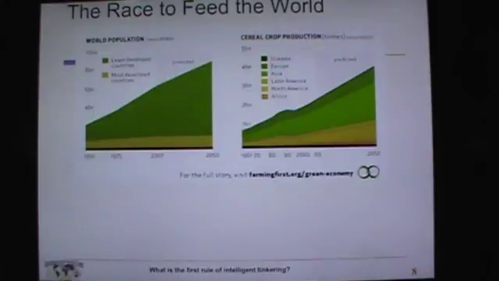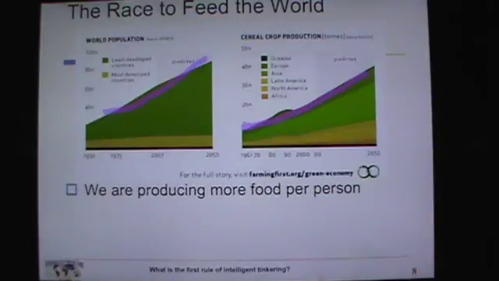So world population has certainly increased over this period of time, 1950 to predicted into 2050. We've seen this before, 9 billion people. Cereal crop production is predicted to do the same thing, because really most of what we feed ourselves with is wheat and other cereal crops. We are producing more food per person. Back in 1960, we produced about 1 billion tons per year, and it's projected that by 2050 we'll be producing 4 billion, for a population in 1960 of about 3 billion people versus a population of 9 billion people.